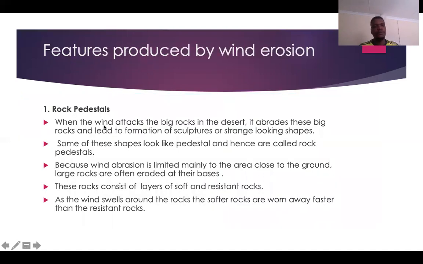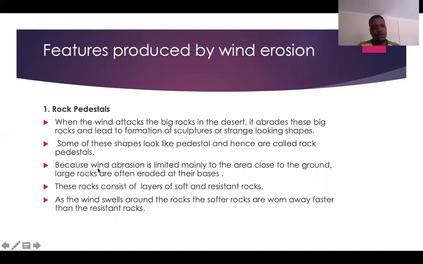So rock pedestals. When the wind attacks big rocks in the desert, it abrades, this is basically abrasion, these big rocks, and leads to the formation of sculptures or strange looking shapes like the one you just saw. Some of these shapes look like pedestals. In this sense, the rocks are forming a pedestal shape. Hence, it is called rock pedestals.